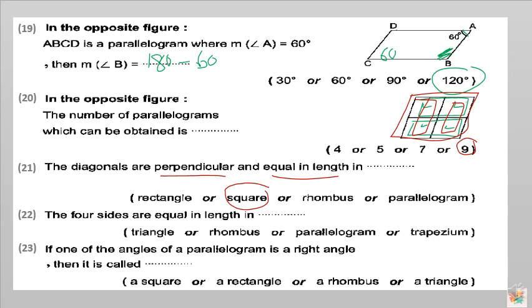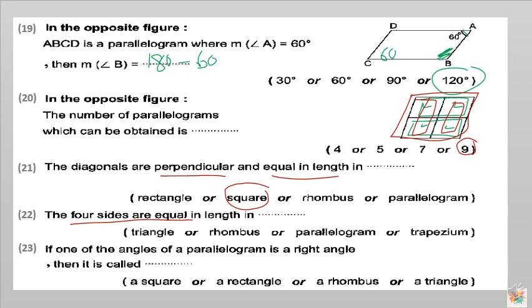لكن مين عنده الدياجونال equal بس؟ ريكتانجل. لكن اللي عنده بيربنديكولار وايكوال مع بعض هو مين؟ السكوير. احفظ ده كويس. يبقى تاني الدياجونالز بيربنديكولار رومبس، diagonals equal rectangle، لكن perpendicular and equal ده مش موجود بس الا فين؟ الا في السكوير. 22 the four sides are equal in length.